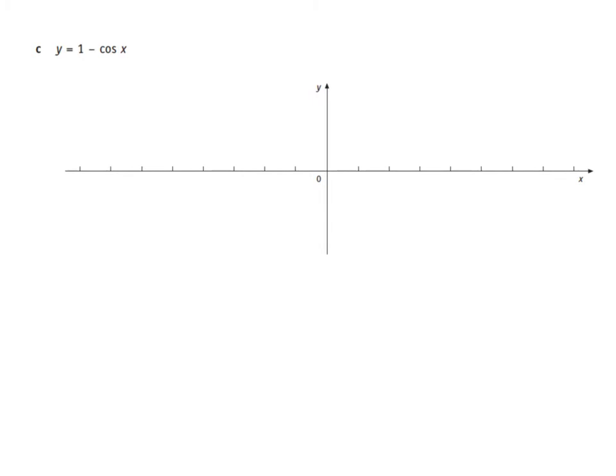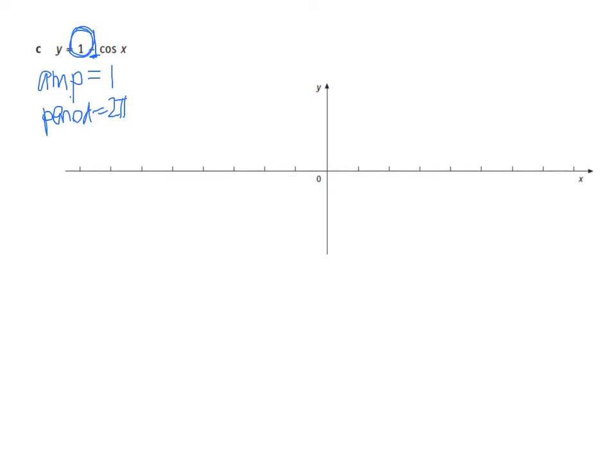Okay, y equals 1 minus cos x. The amplitude is, remember, the number in front of the cos x. So that's 1. The period is 2 pi. Now, this negative sign here means it's going to be flipped or reflected about the x-axis, and then this 1 means it's going to be shifted up 1 unit.